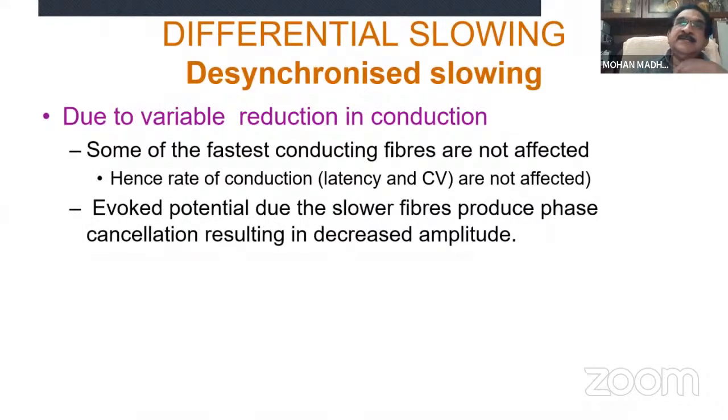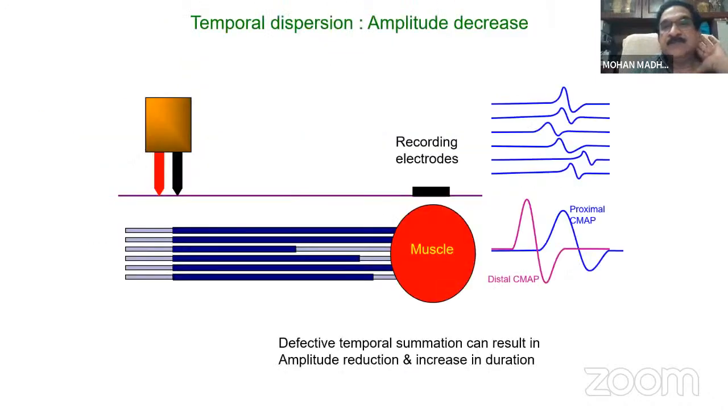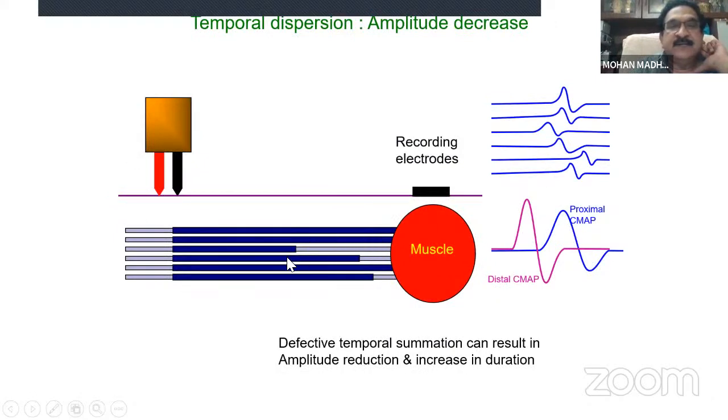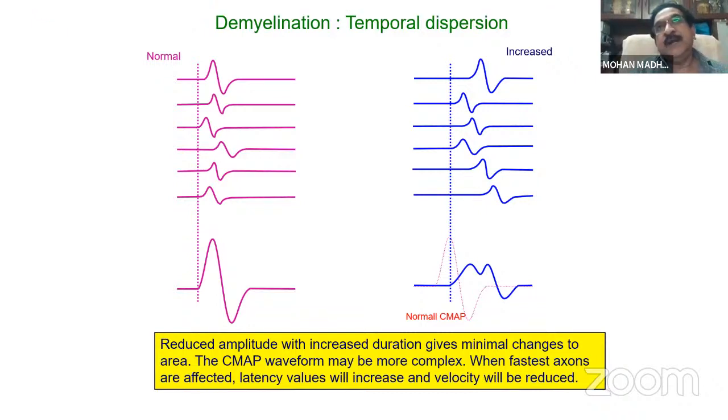Now, in demyelination, what happens is usually there is a desynchronized slowing. The slowing is not uniform. Various fibers transmit impulses at different speeds. See here, these two fibers are fully myelinated, this one is a little more demyelinated, and this is less demyelinated. So the impulses arrive at the muscle at different times, and you get a dispersed potential. But if you get a dispersed potential, the area will be normal. Only the amplitude becomes low and the complex becomes wide and serrated, but the area will be normal.